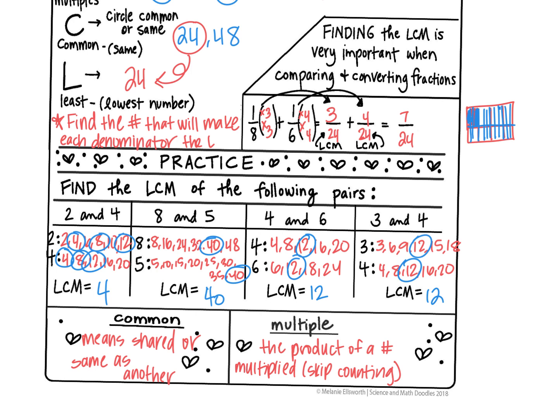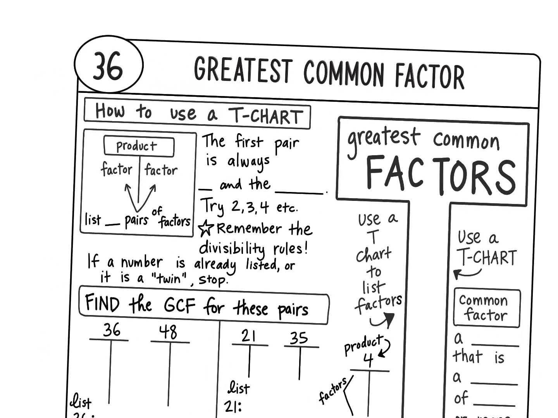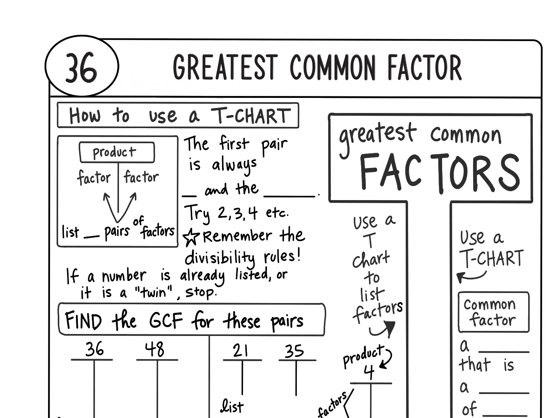The next thing we're going to talk about is GCF. It's similar. They're easy to confuse, but it's just as easy as LCM. You just have to pay attention to what you are being asked to do. Okay, looking at GCF. We are going to use a T-chart in order to find our greatest common factors. So least common multiple we just did. Now we're focusing on greatest common factor. Here is an example of our T-chart right here and what it will look like.